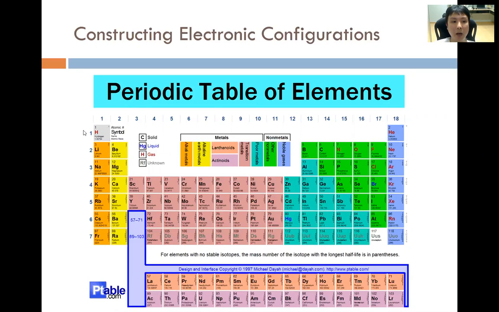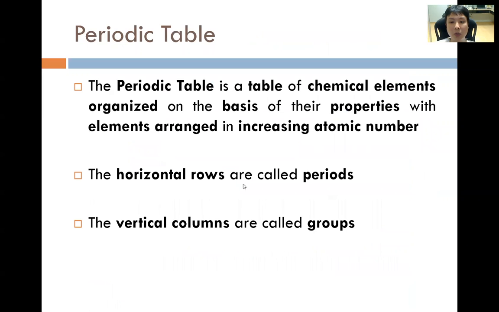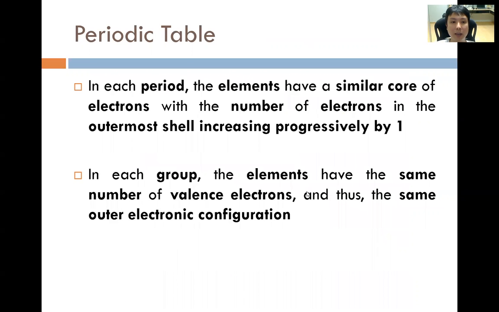Moreover, the elements are also put in the periodic table according to rows and columns. In the periodic table, if you are in the same row, you are in the same period, and if you are in the same column, you are in the same group. So this is what it means. The horizontal rows are called periods and the vertical columns are called groups. And there are certain properties as to why they are placed in the same period and certain properties as to why they are placed in the same group. This is as illustrated in this next slide.